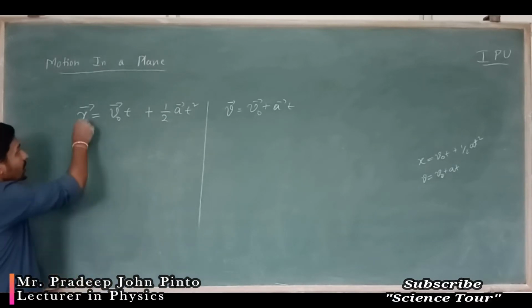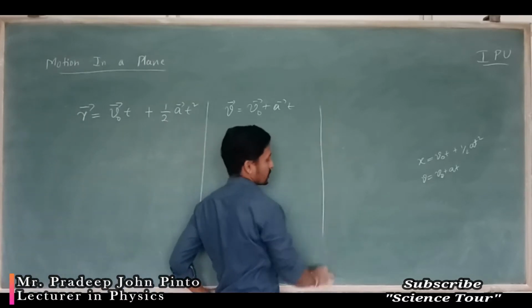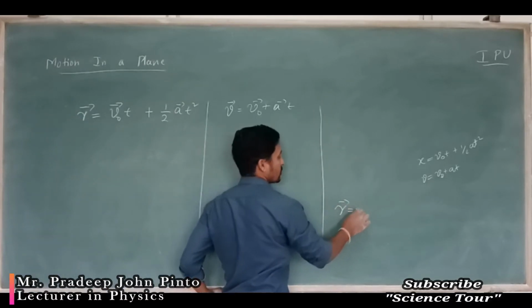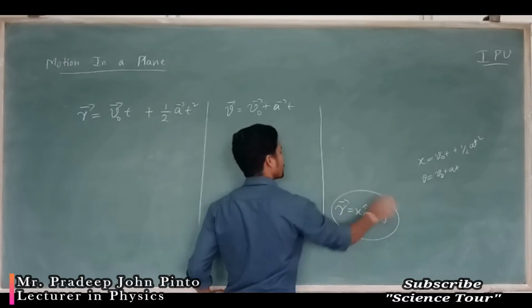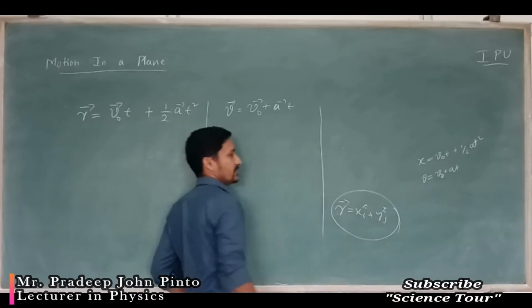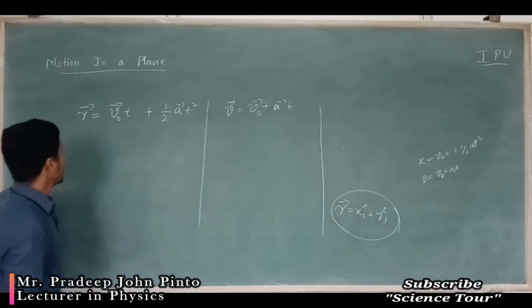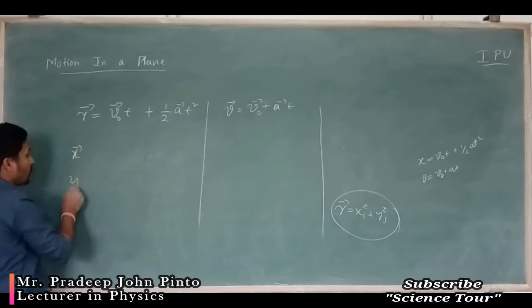Now r means what? We have written the r vector, which is equal to x i cap plus y j cap. So the x component and y component are hidden in it. Similarly here, r means the x component and the y component.